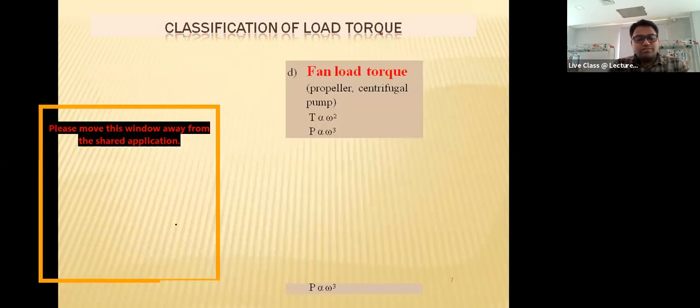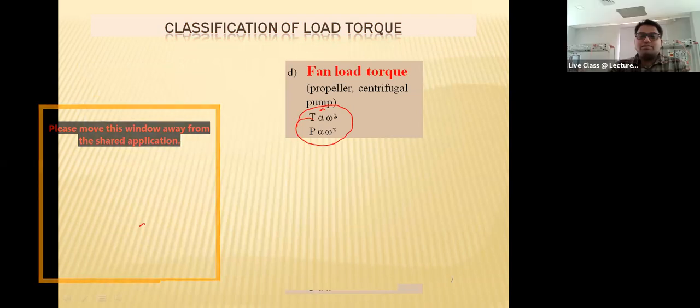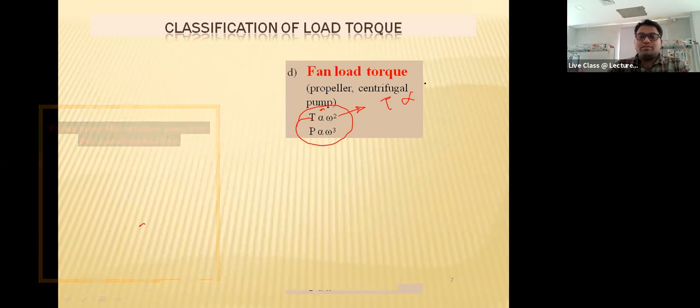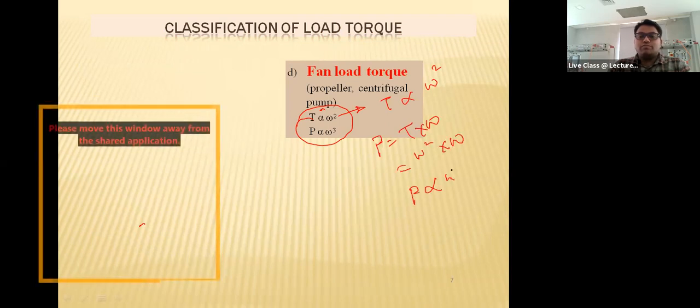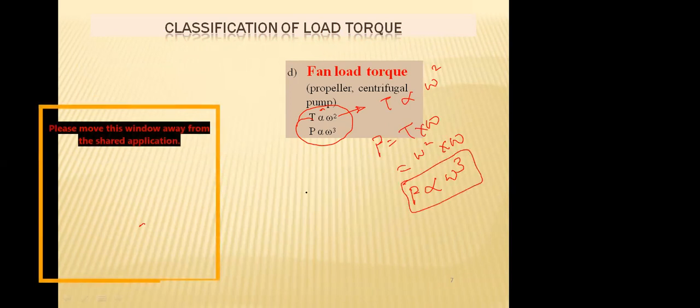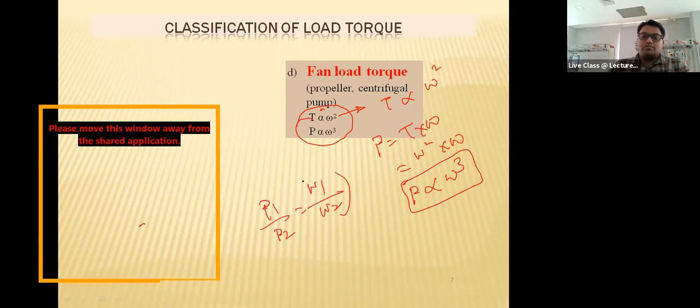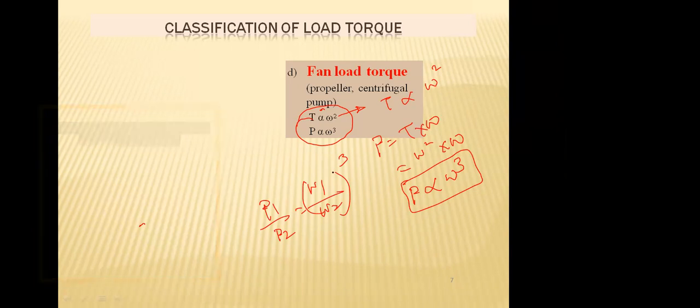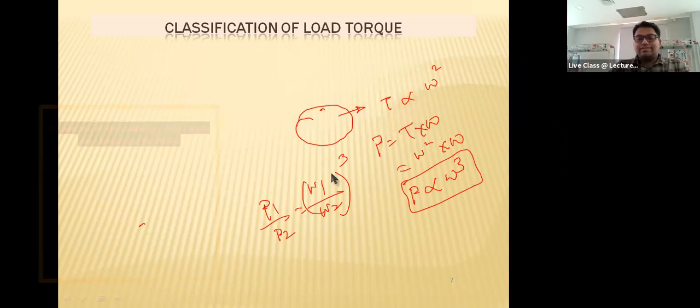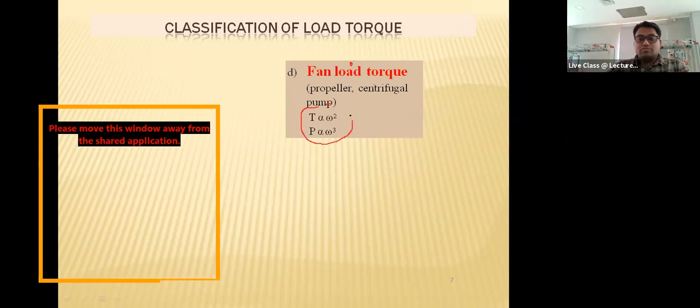Hope you got it. Now the fan load torque, please remember it. It's very interesting to see that the torque is dependent upon the speed squared, that is omega square, and power is T into omega. So T is proportional to omega square, and power is proportional to omega cube. Just think of it: P1 by P2 is equal to omega 1 by omega 2 whole cube. If you double the speed, what will happen to the power? Will it be 8 times? Is it a linear relationship? No, sir. So torque is proportional to omega square, whereas power is proportional to omega cube, right?